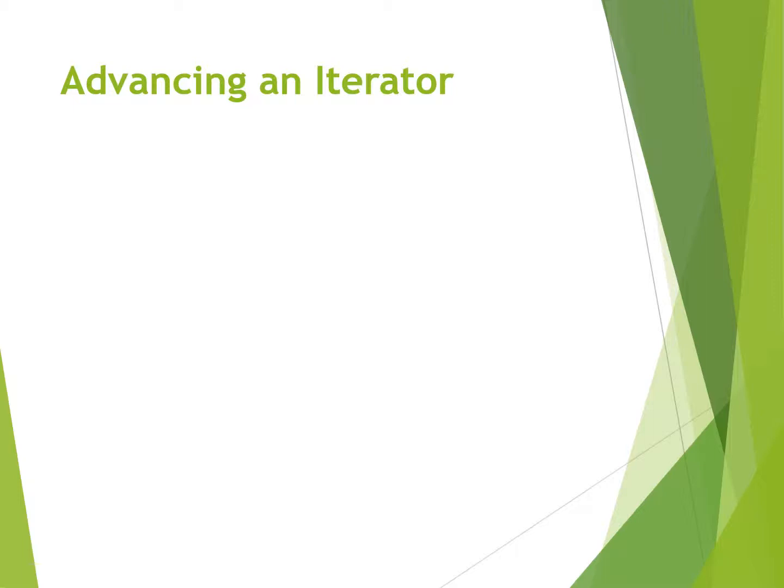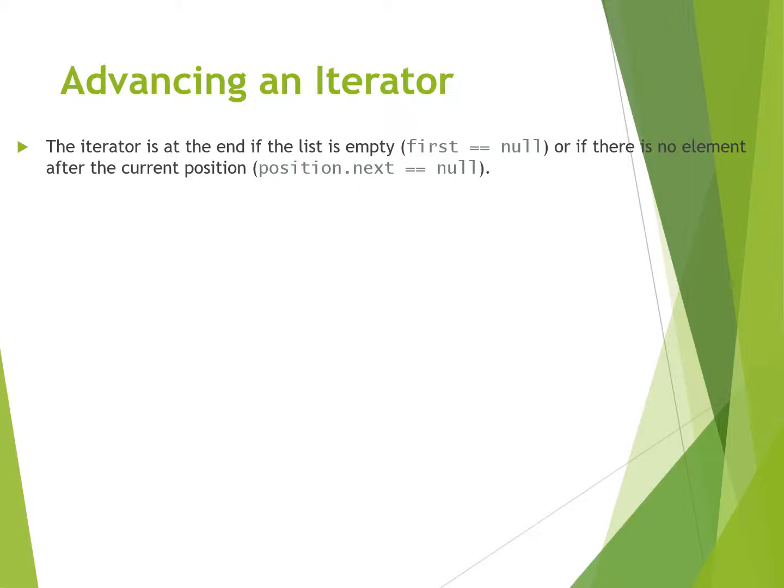Now let's see how the hasNext method works, because inside the next method we call the hasNext method. So let's see how we can implement it. In order to implement the hasNext method, we need to know when the iterator reaches the end of a list. There are two cases in which the iterator reaches the end of a list.